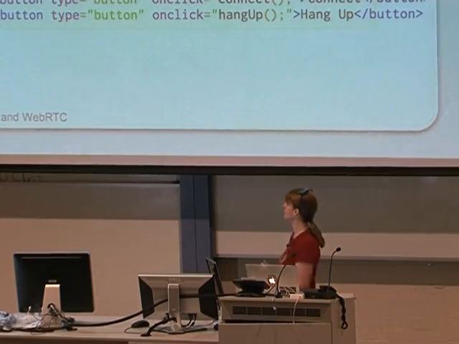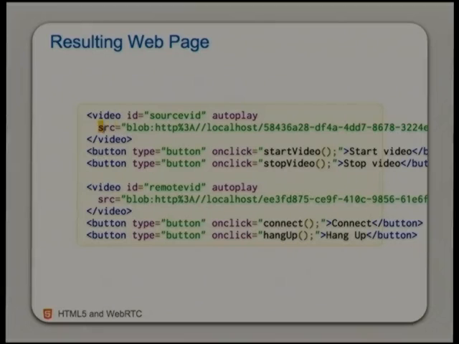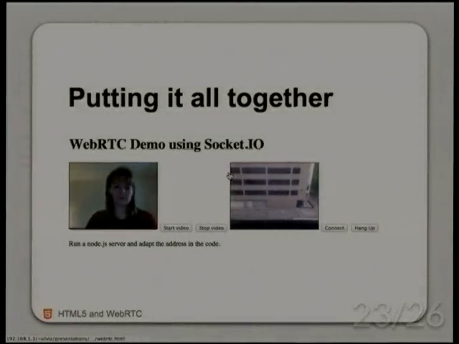And what we get as a result is a web page which has blobs in the source elements. So they're local binary objects that are actually displayed like this. So enough talking, now we want to do it.